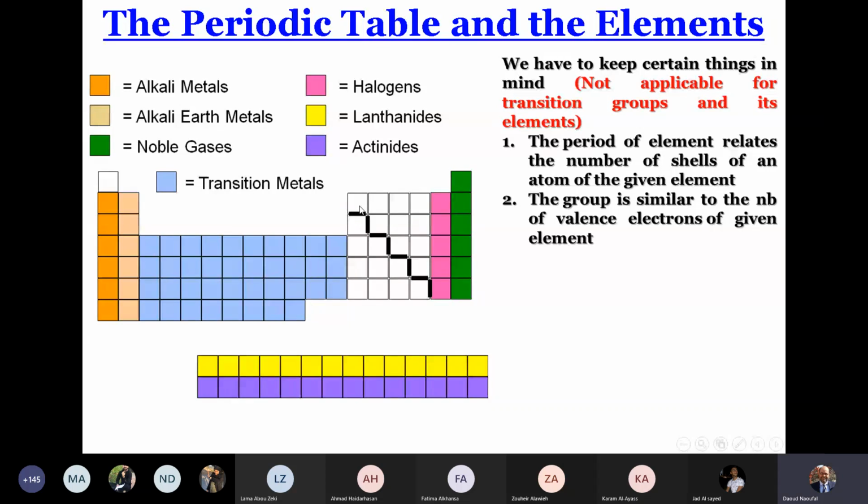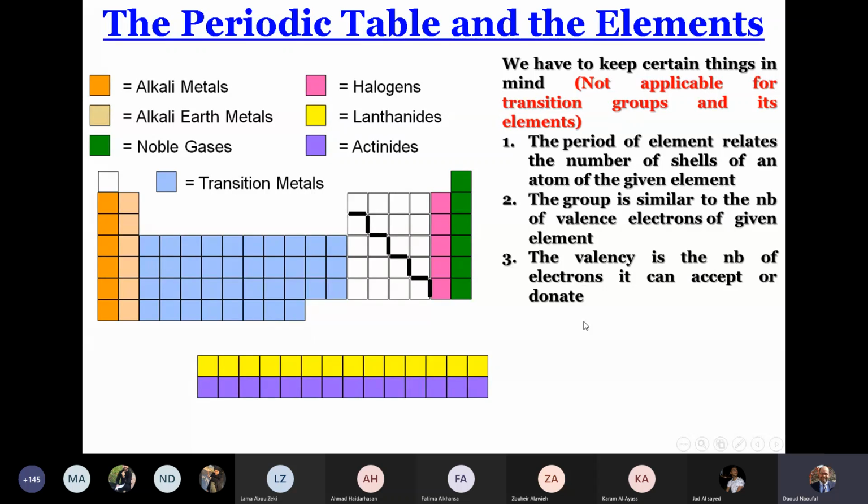So boron is in group 3. Carbon ends by s2p2 and is in group 4. Nitrogen ends by s2p3 and is in group 5. Oxygen ends by s2p4 and is in group 6. Fluorine ends by s2p5, so it is in group 7. And group 8 ends by s2p6.